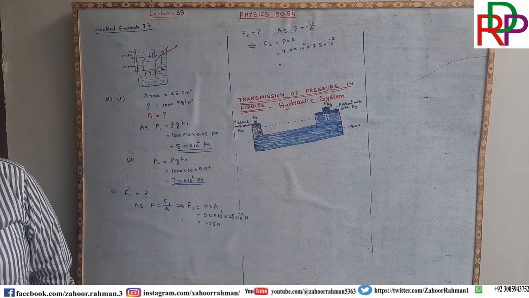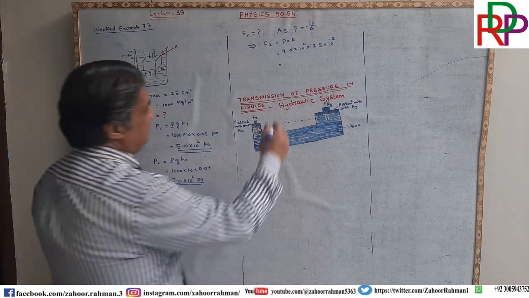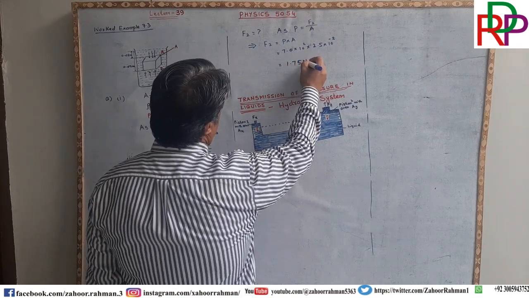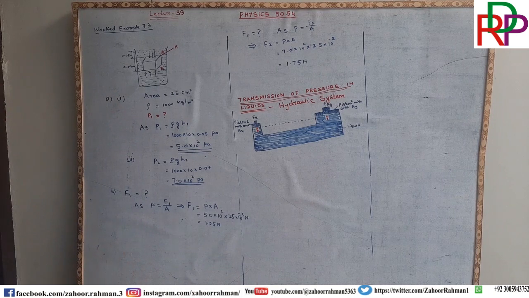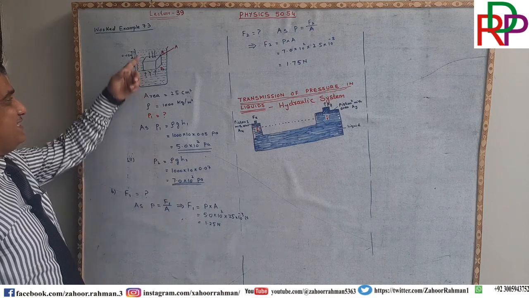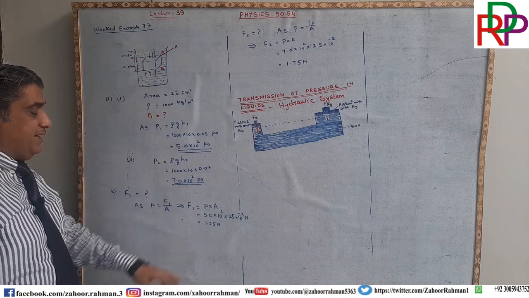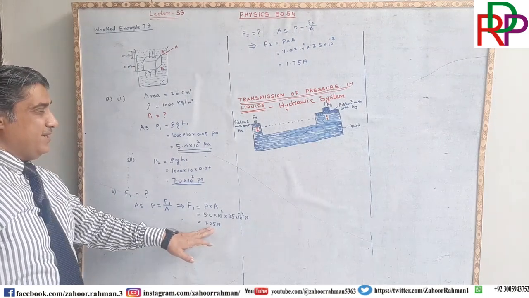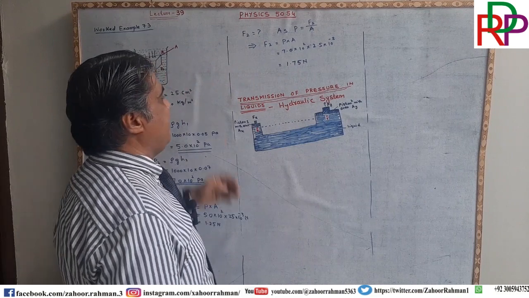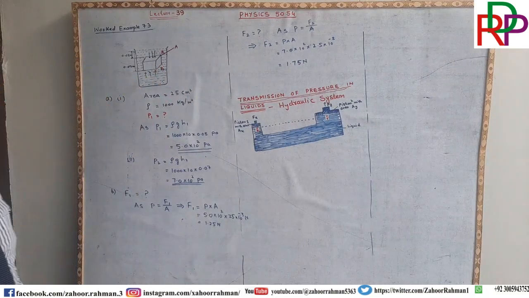Okay, ladies and gentlemen, this is calculated to be 1.75 Newton. Now, ladies and gentlemen, if you give a closer look to these two values, force exerted on the top is less and force exerted at the bottom by the liquid is greater.